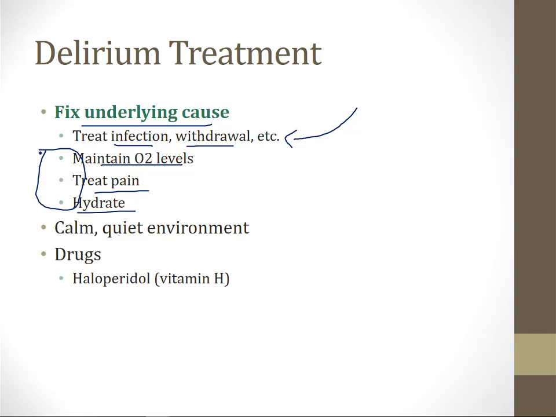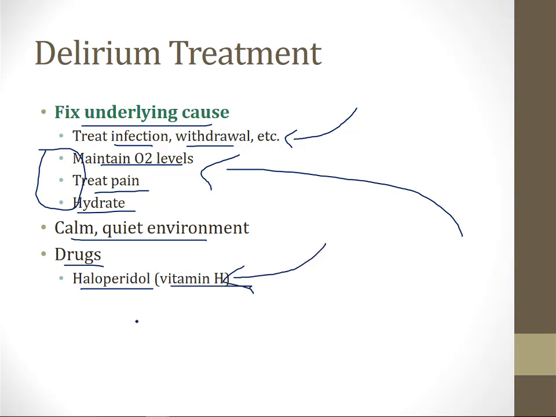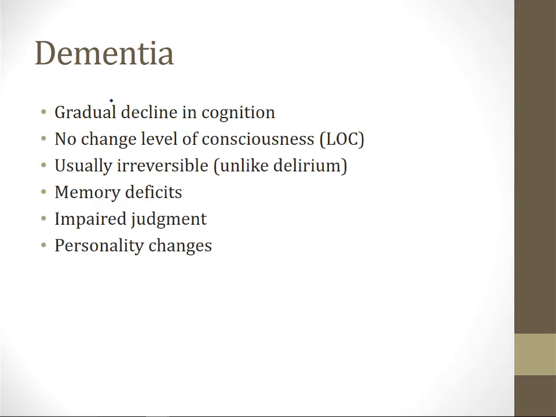will improve. In addition, it's helpful for delirious patients to put them in a calm, quiet environment. If they're in an unfamiliar setting with lots of noise and activity, this will just make people more agitated. And then if these things aren't possible or they're ineffective, then sometimes drugs are used. Haloperidol, which is an antipsychotic, is sometimes called vitamin H because it's used in the hospital among patients who are delirious. Now let's talk about dementia.